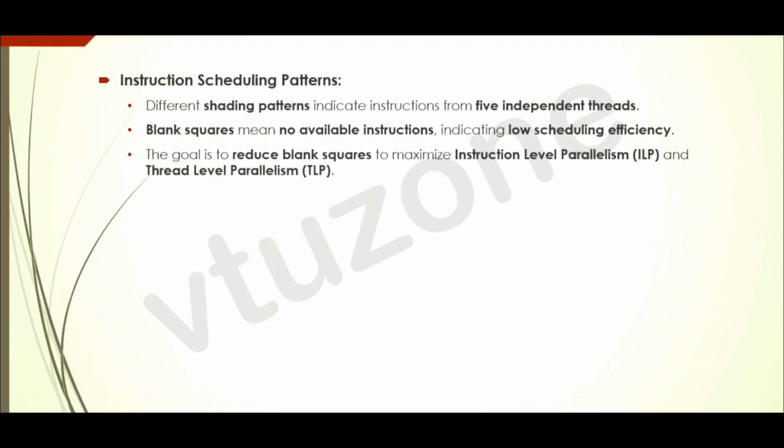See, different patterns show how instructions from multiple threads are being processed. See, blank squares indicate idle time, meaning the processor is not doing useful work. Then the goal is to reduce these blank squares to increase performance by improving both instruction level parallelism and thread level parallelism. Instruction level parallelism means handling multiple instructions at once. Then thread level parallelism means handling multiple threads at once.